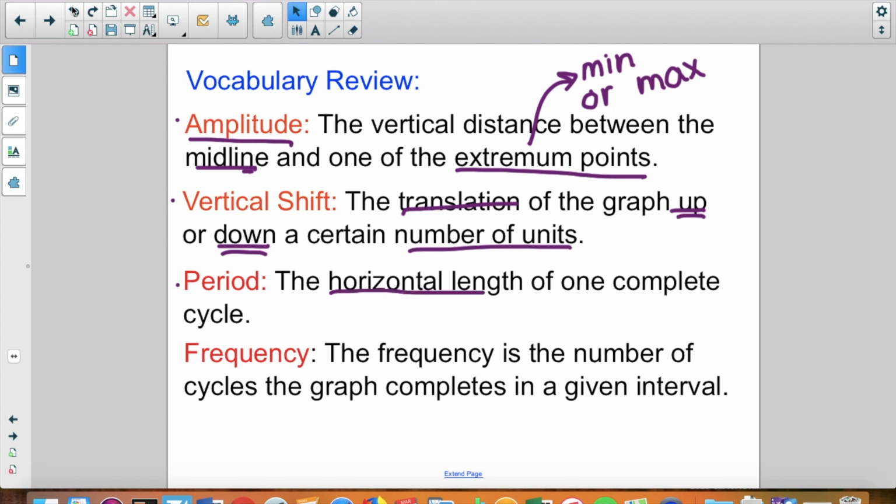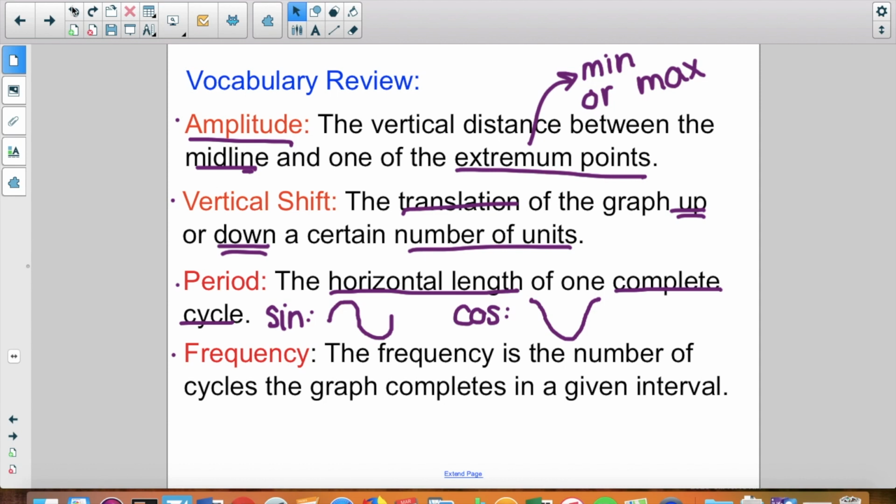Period is the horizontal length to complete one cycle. Now, in order to figure out the period, you need to know what a cycle even looks like. So, for a sine graph, you need to know that it starts at the midline, goes above, back to the midline, below, and then back to the midline. So it kind of looks like an S. Now for cosine, it starts above the midline, hits the midline, goes below, hits the midline, ends above. So you have to know how those two different functions work.